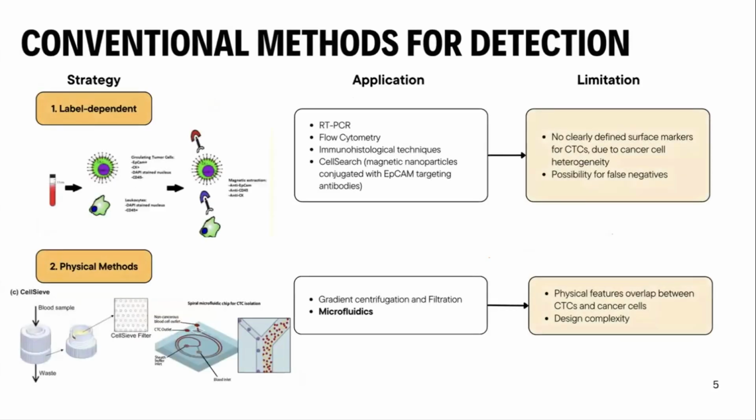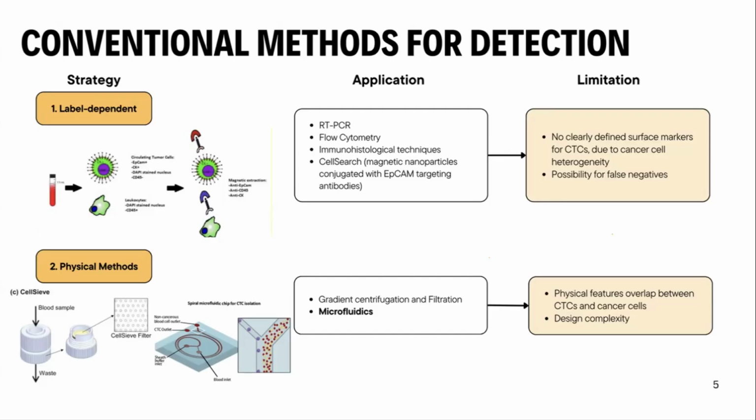So how this heterogeneity will affect other analysis is that first, some of the detection strategies are label dependent, which usually assume that CTCs will overexpress certain cell surface markers that can be targeted with antibodies. But because of the heterogeneity, not all CTCs will be expressing these surface markers. So these kinds of methods have a high possibility for false negatives.